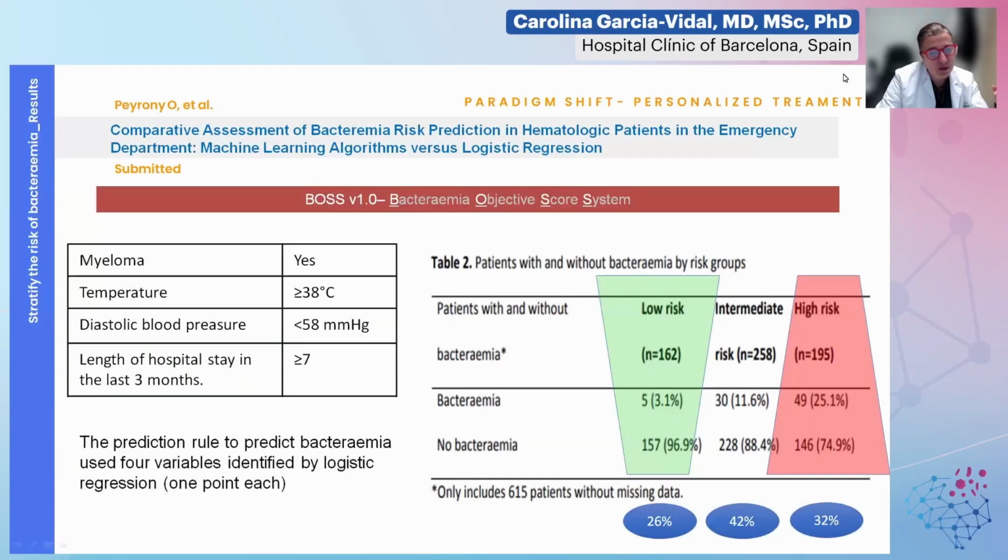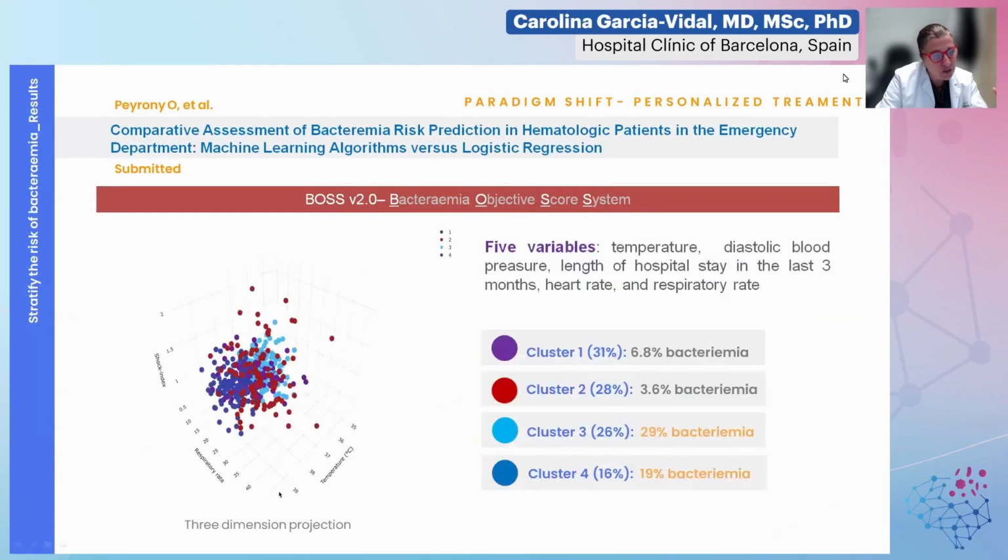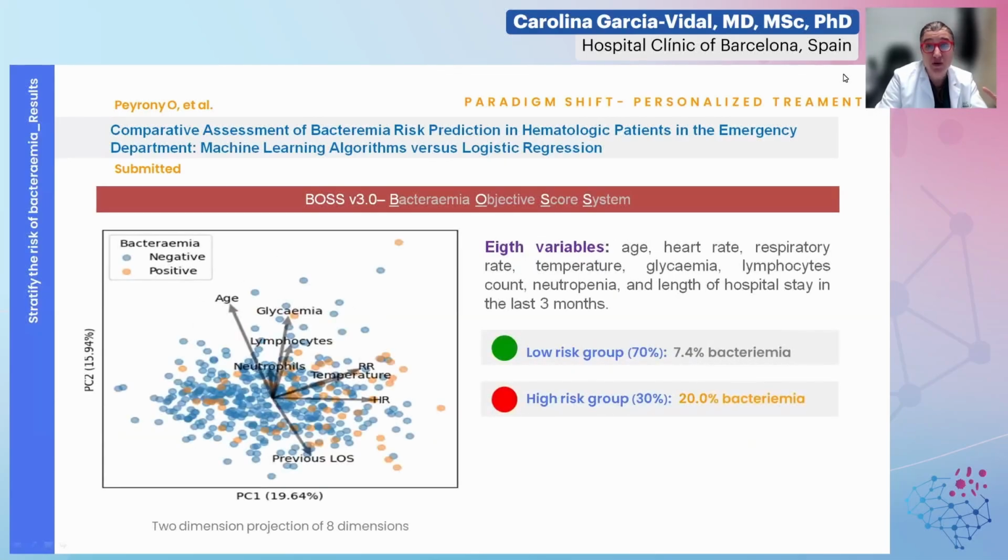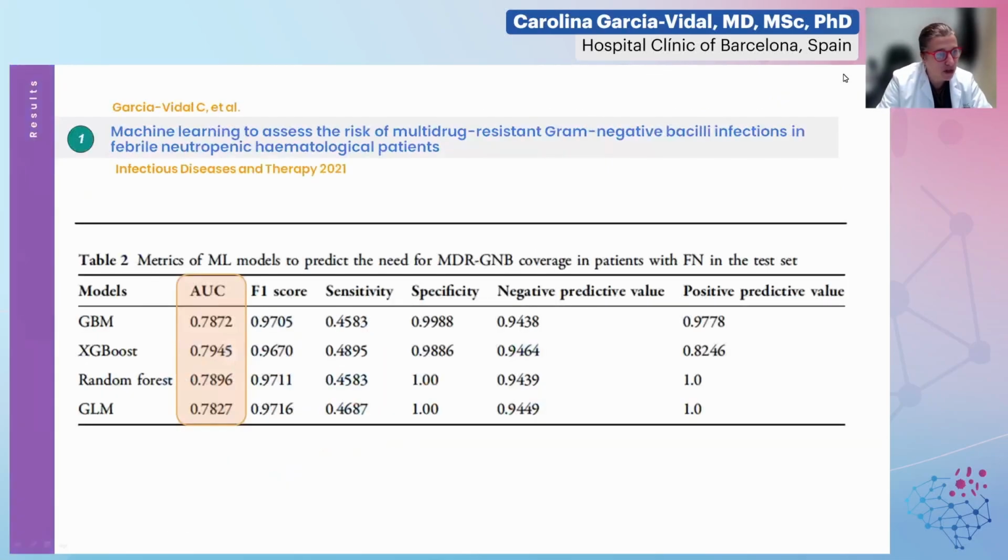For example, in this study, we compared a regression model with an unsupervised algorithm and a supervised algorithm to answer the same question. For my patient with hematological malignancies, when he comes to the emergency department, what is the risk of having a bloodstream infection? And as you can see here, our models improved from the poorest results in the regression model to the best results in the supervised artificial intelligence models.